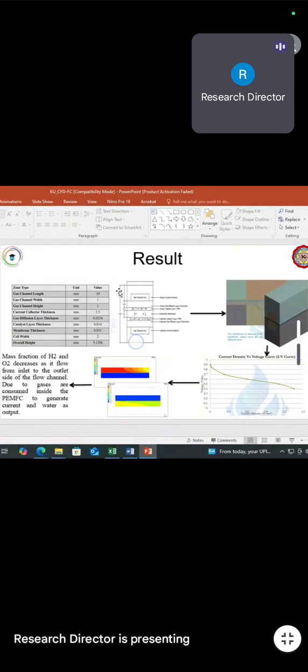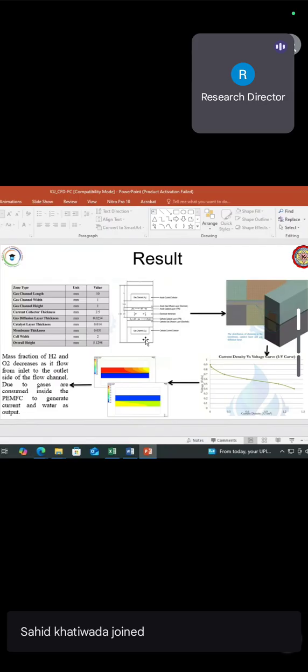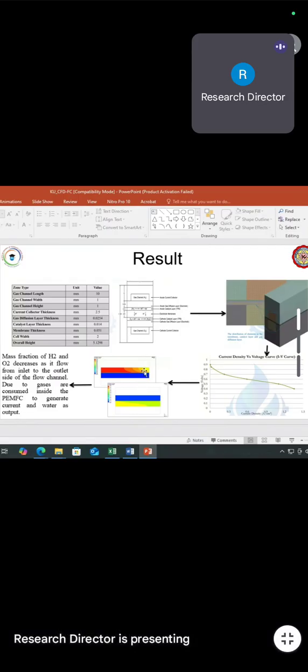So what is happening here? The mass fraction of H2 and O2 decreases as it flows from the inlet to the outlet side of the flow channel. So what is happening in this zone? We enter the hydrogen on this side and the oxygen on the other, and they decrease as they flow from the inlet to the outlet. Why is this happening? Because the gases are consumed inside the PEMFC to generate current, with water as the output.